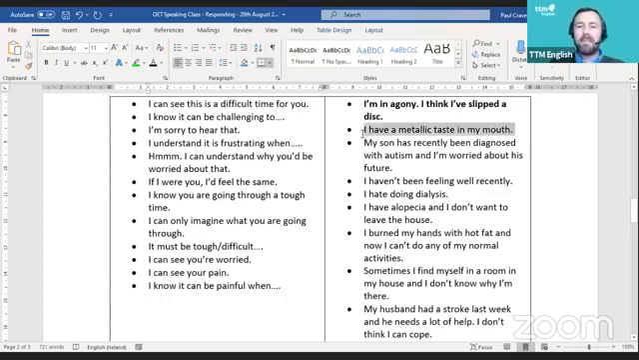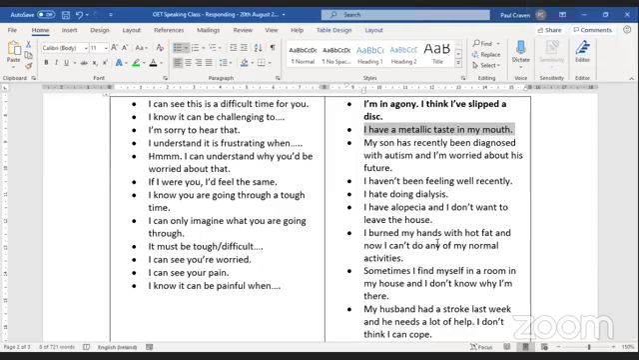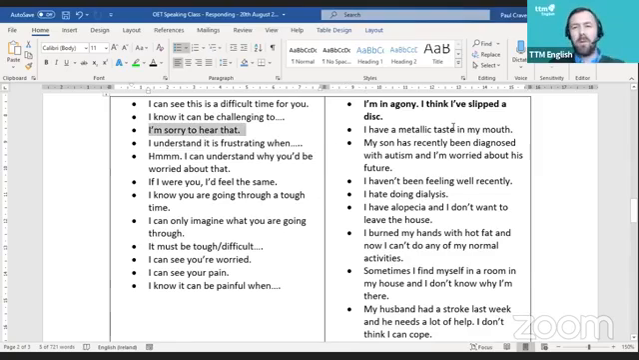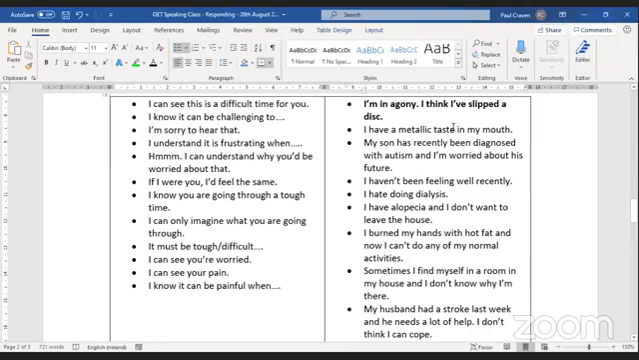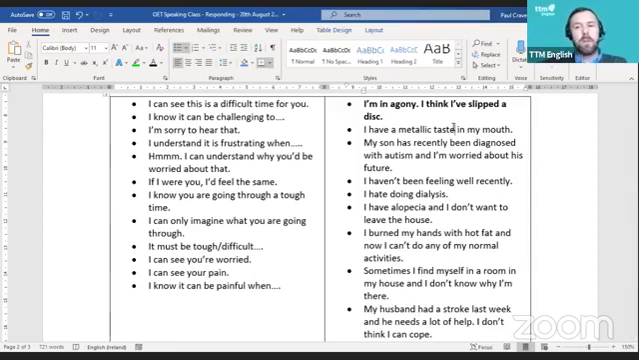Okay, how about the next one? I have a metallic taste in my mouth. I'm sorry to hear that. Could be there. It's not very extreme, though, is it? Normally it would be a symptom maybe of some other situation like COVID-19, I think was one of them. Pregnancy, I think it can be something associated with that. What else could it be associated with? Metallic taste in the mouth.